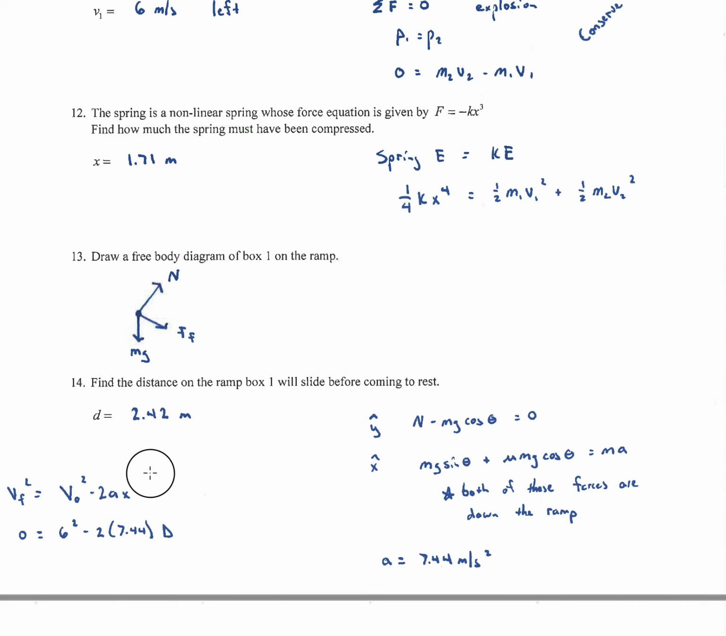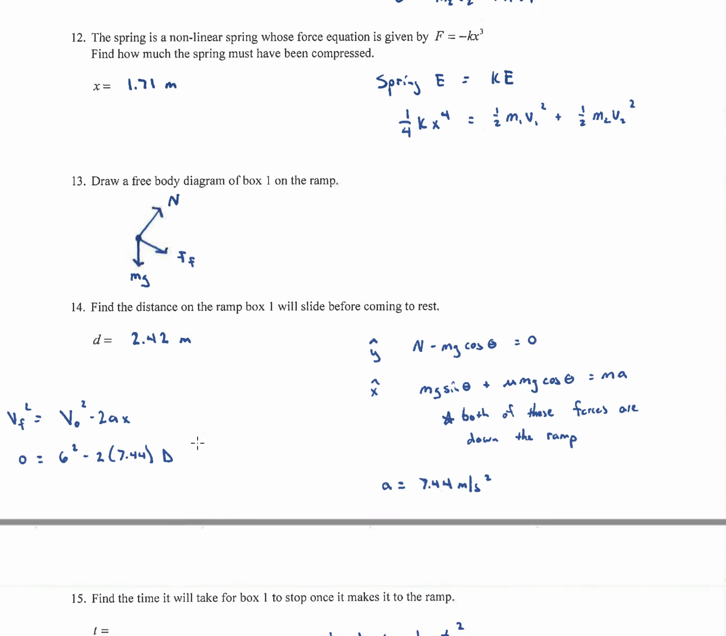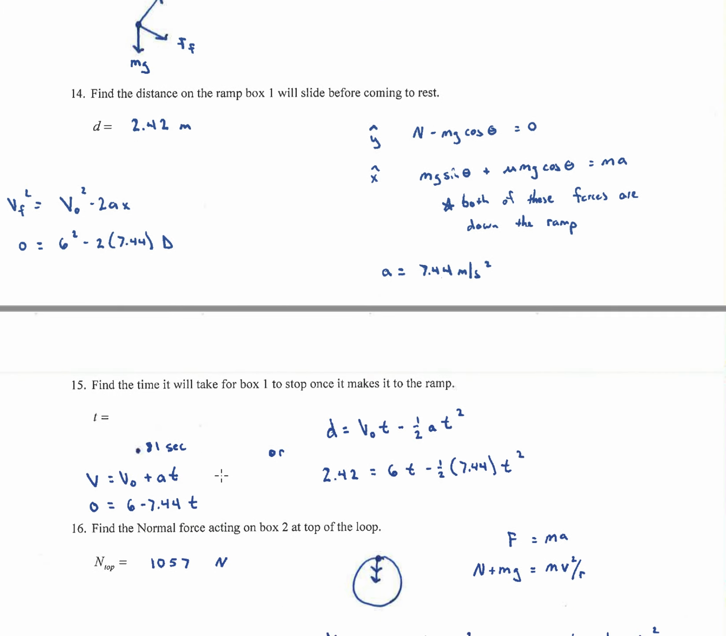Then we can come over here and find how far it will go distance-wise, x. And again, this is a minus sign because we know that the box is slowing down to rest at some point, and we can then find d. And if you wanted to find the height then, well, then you could use trig. If you know how far it went up the ramp, you can figure out how high it is on the ramp.